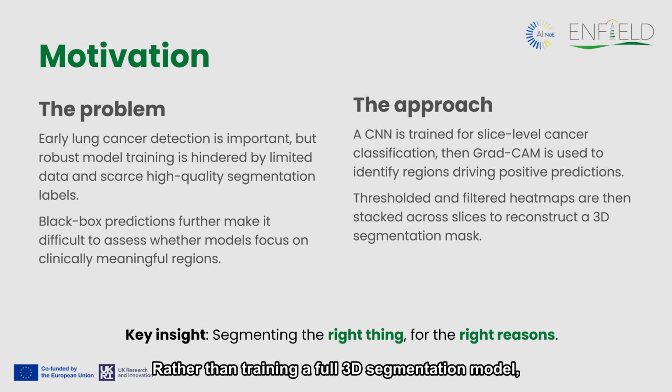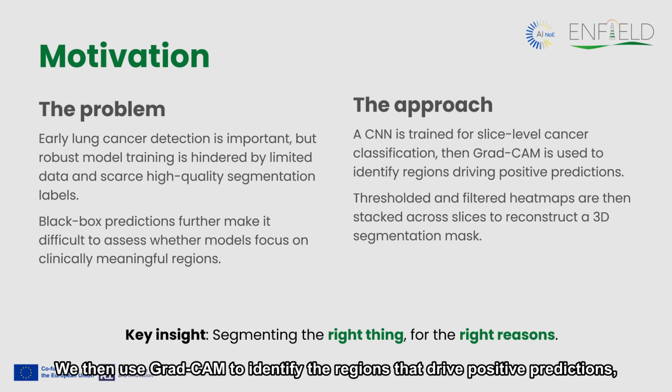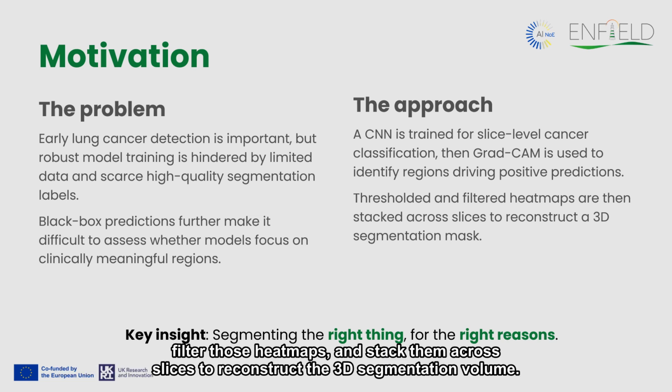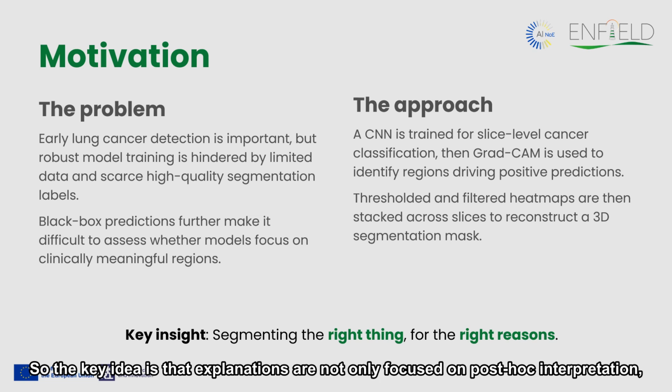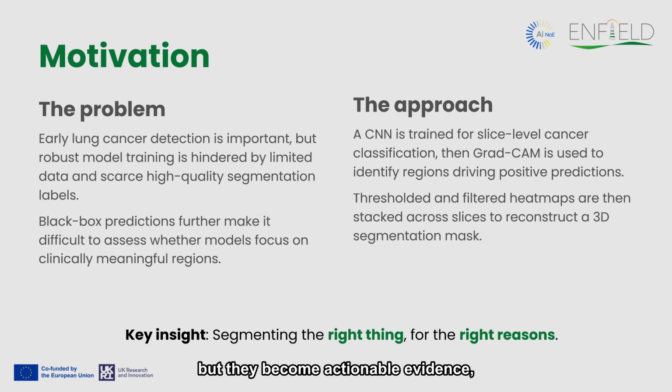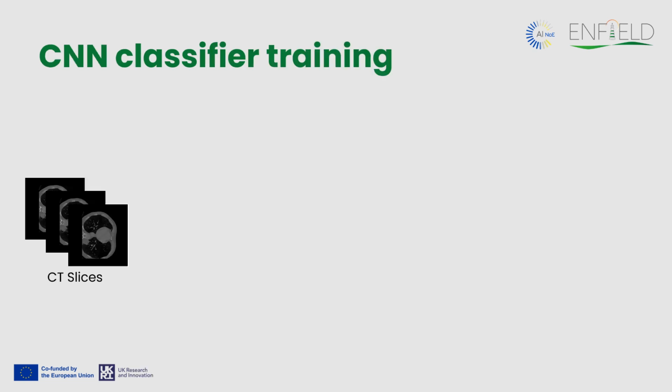Rather than training a full 3D segmentation model, our approach is to train a lighter 2D CNN for slice-level cancer classification. We then use Grad-CAM to identify the regions that drive positive predictions, filter those heat maps, and stack them across slices to reconstruct the 3D segmentation volume. So the key idea is that explanations are not only focused on post-hoc interpretation, but they become actionable evidence, helping us segment the right thing for the right reasons.